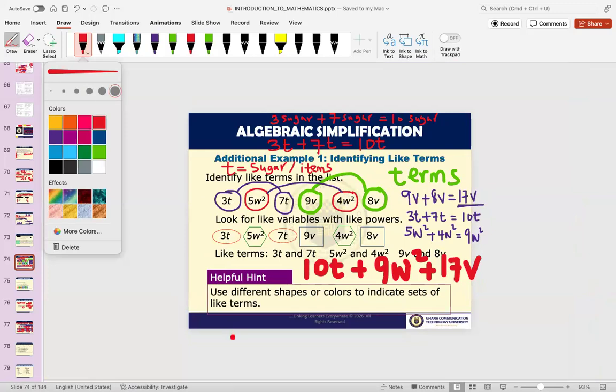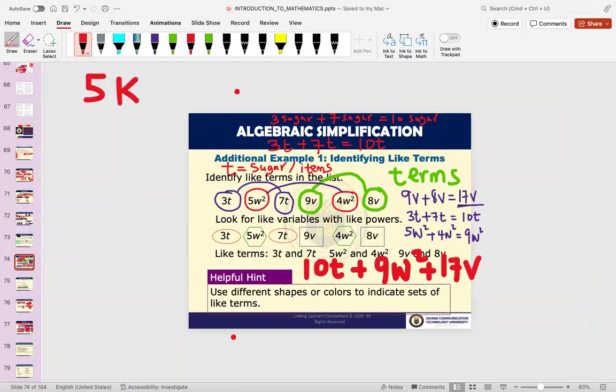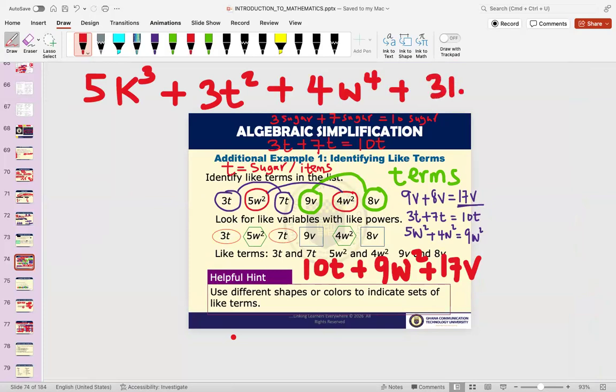Because when you see it like this, plus 3t squared plus 4w to the power 4 plus 3k cubed plus 7t squared plus w to the power 4, this is a clumsy structure. So those who don't like math, it is because of this. This is the reason why a lot of people see math as abstract, because they can't figure out this thing in their mind. What is this?